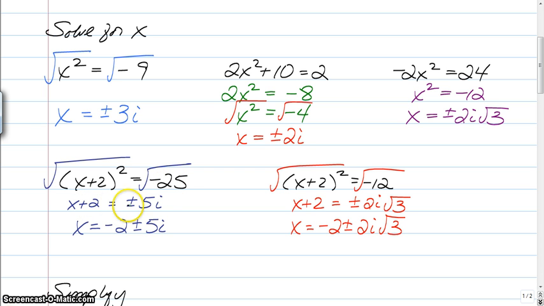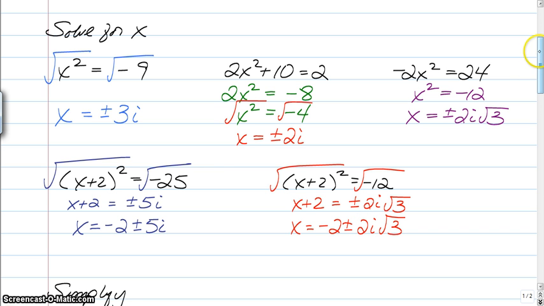And then you have to subtract the 2 to the right, so x is equal to a negative 2 plus or minus 5i. And this last one over here, the square root of a negative 12, again, is plus or minus 2i root 3, just like it was up here. But now since this is x plus 2, we have to subtract the 2, and you leave your answer as negative 2 plus or minus 2i root 3, and you are done.